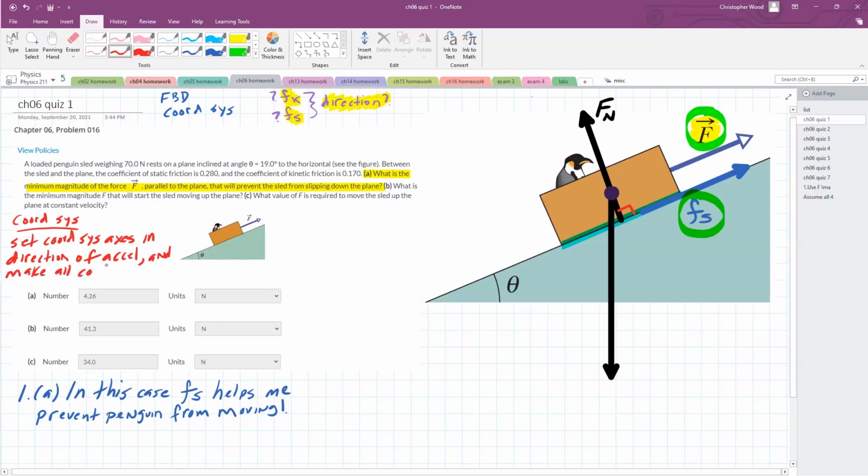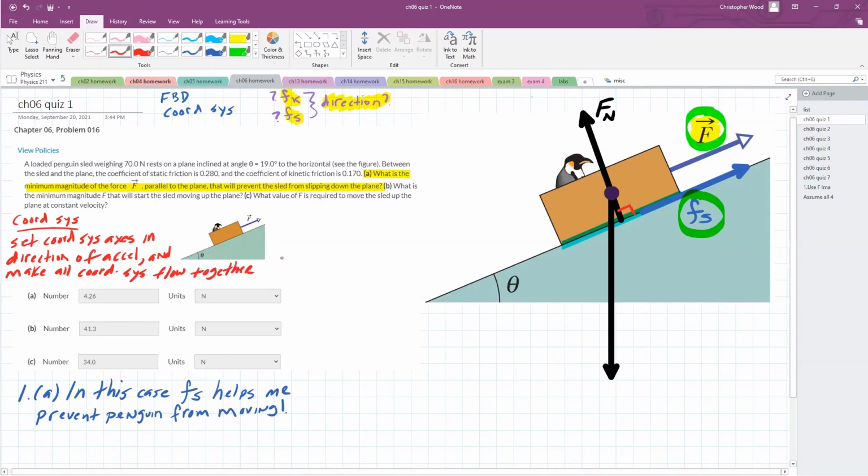Because if you have two bodies, you have two coordinate systems. If you have three bodies, you have three coordinate systems. However many coordinate systems you have, make them all flow together. So that is your how-to in terms of selecting a coordinate system.